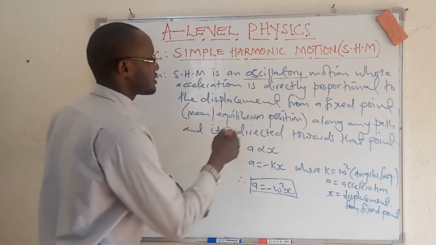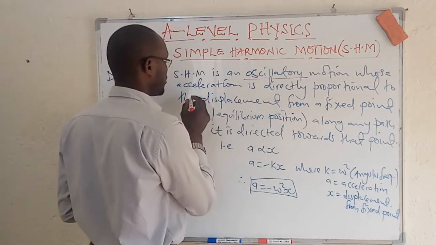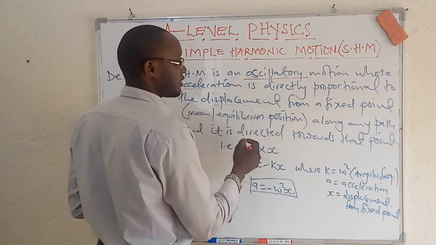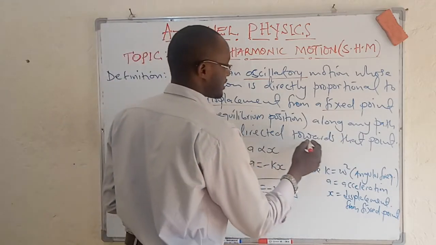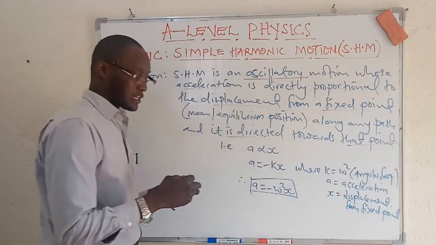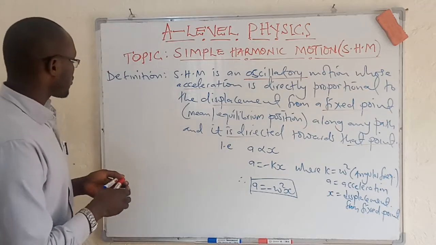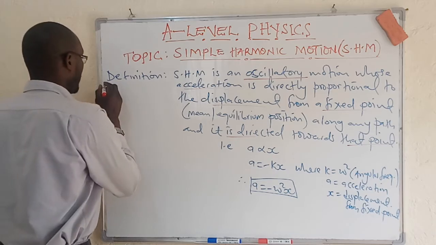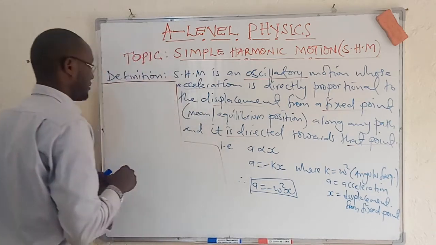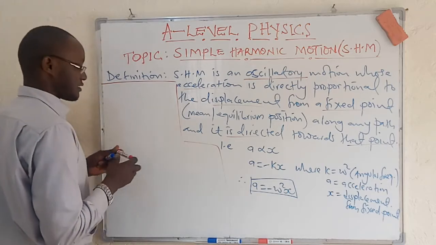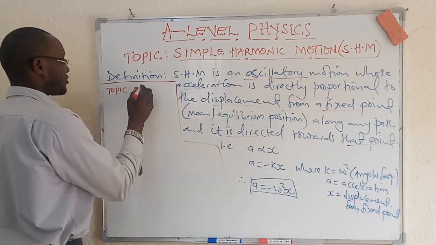So, you need to note the word oscillatory, it has to be there. Then acceleration being proportional to displacement, okay, from a fixed point. You need to talk about a fixed point, and also being directed towards that point. So that is the definition of simple harmonic motion. Now, let us talk about the course outline. What are we going to talk about in this concept, or the major things inside? So that gives us the course outline, or what we call the topic outline.